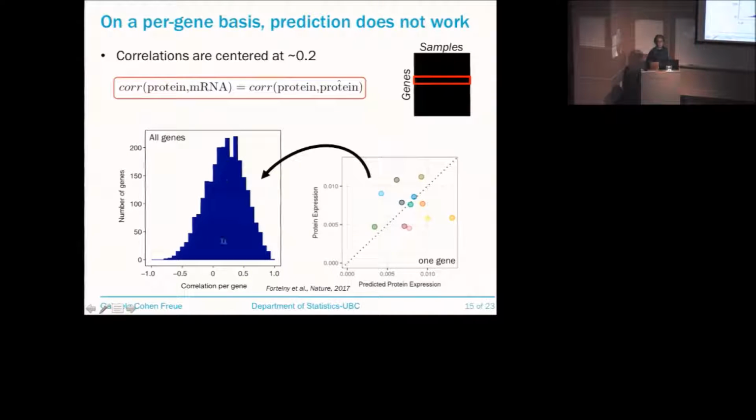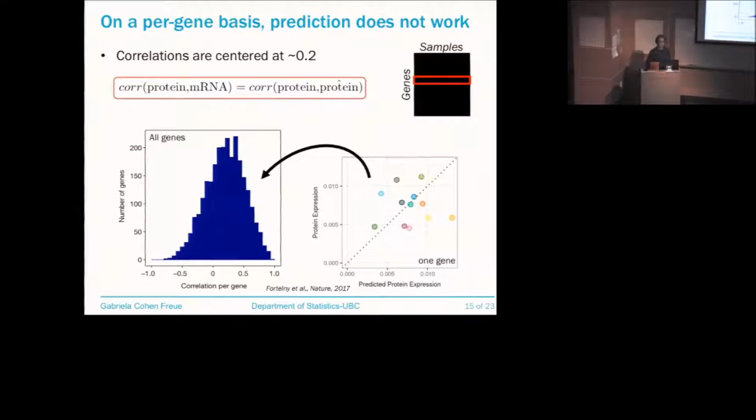They are centered around 0.2, as was expected and as was always said in the literature. Some are even negative correlations. Perhaps they are not significant, but they are negative. As I said, not having an intercept is sometimes a problem. And this is just an illustration of one of the genes. So when I look at that question within gene, across the samples, I don't have a good prediction method.